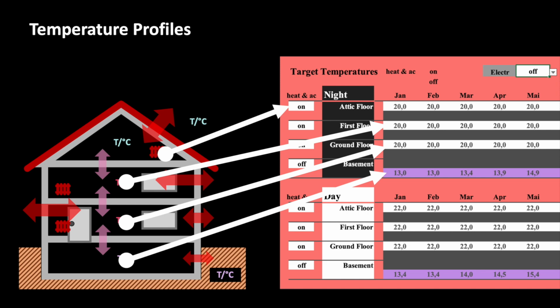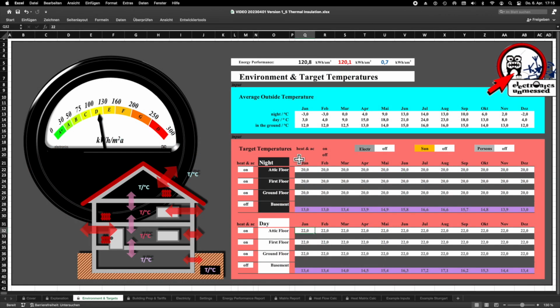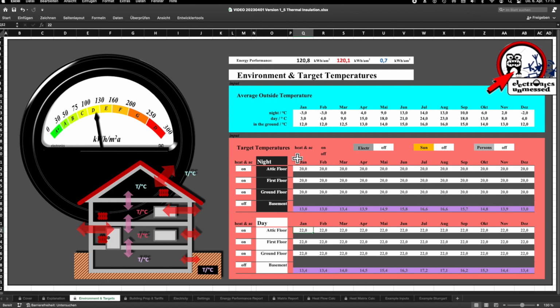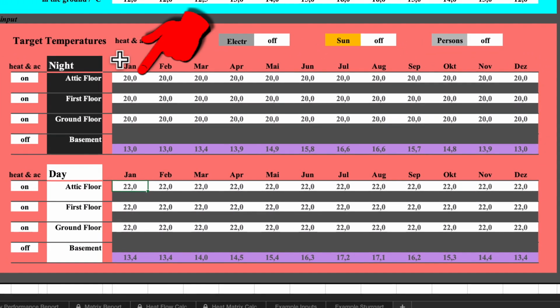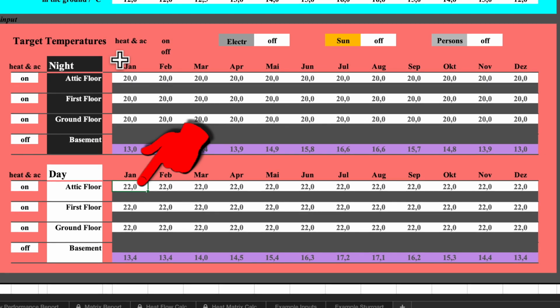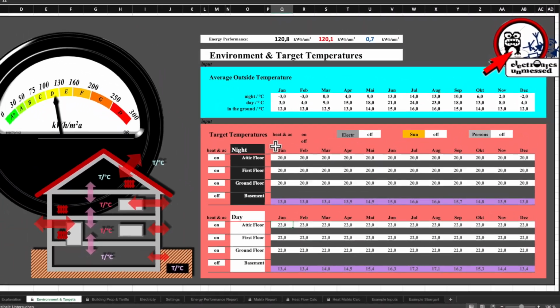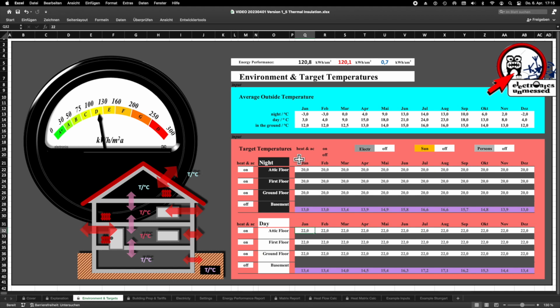The target temperature corresponds to what you see on your heating thermostat. This temperature is enforced by your heating or air conditioning in the respective room. Of course, this consumes heating energy, which we can predict. The target temperatures are currently set at 20 degrees Celsius at night and 22 degrees Celsius during the day. It is a common setting, at least in Europe.